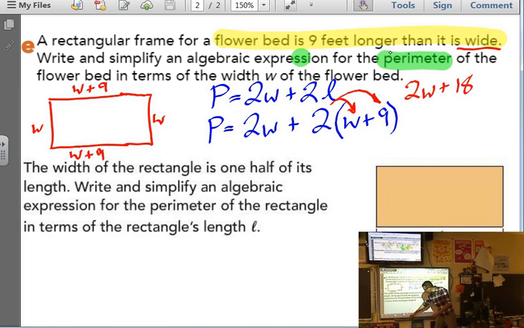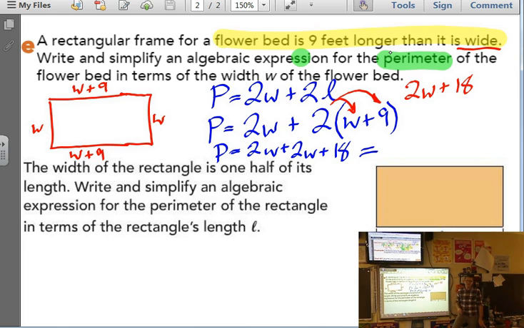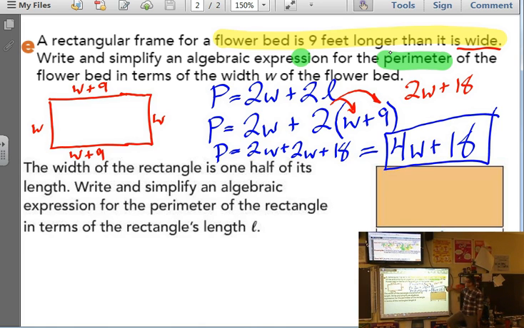Now when I go to put the entire perimeter together, I have 2W plus 2W plus 18. And in the end, once I simplify that, it's going to become 4W plus 18. So as soon as you know what the width is, then you can figure everything out. But until we know what the width is, we don't know the perimeter.